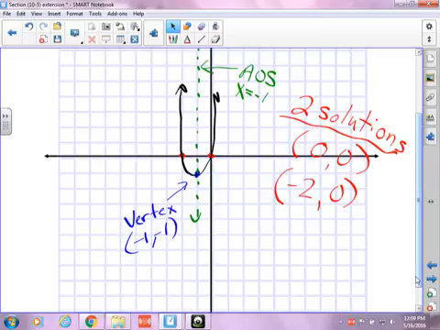Now, when you graph this, they will not ask for solutions today. All they'll ask you to do is to label your vertex and axis of symmetry, but it's good to know that it's out there. Any questions? Something you don't understand? Okay, that is it for today then.